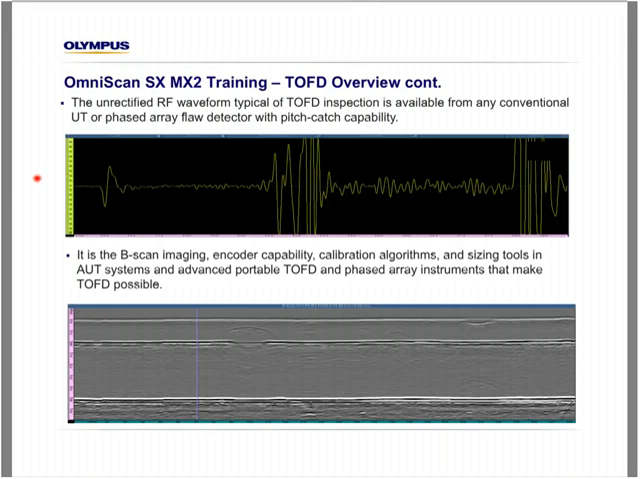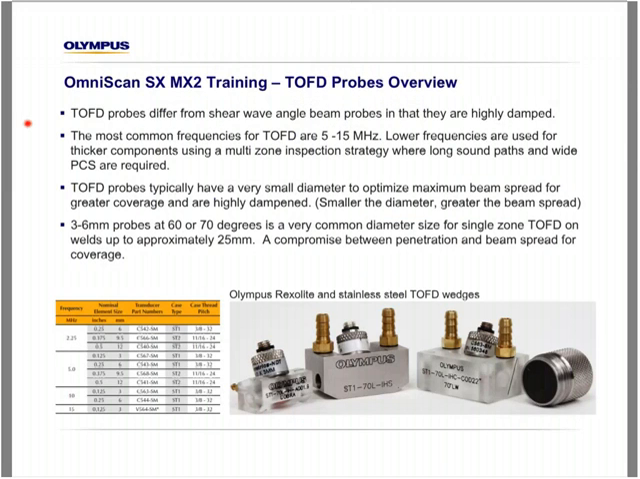A basic ToFD group is a single A-scan, unrectified RF waveform, typical of any conventional UT flaw detector. The raw A-scan for any flaw detector with pitch-catch capability can be generated similarly. It is the software in the B-scan imaging, the encoder capability, algorithms, and tools that allow the ToFD B-scan to record data and be useful. But again, it's a single conventional A-scan, and it really hasn't changed in a long time.